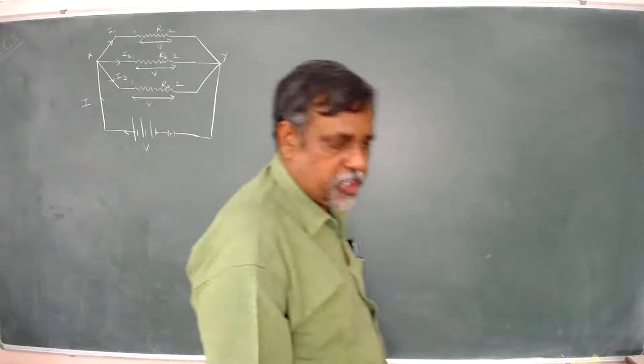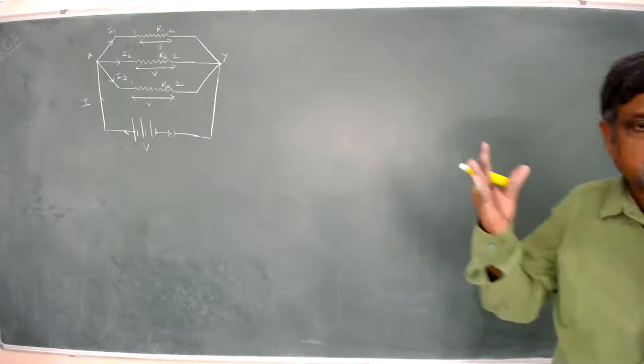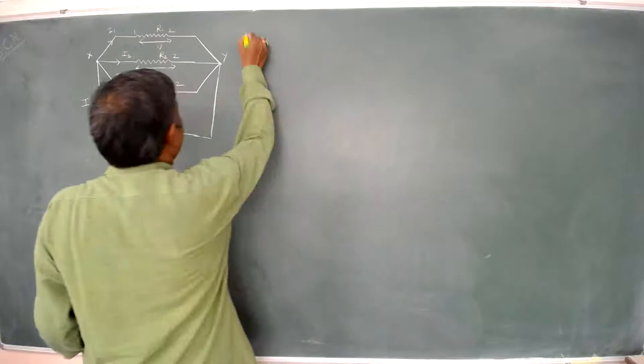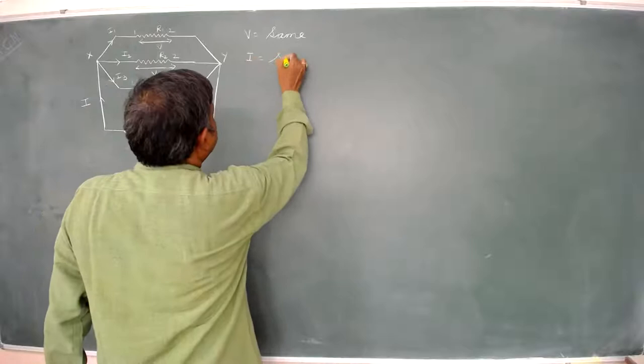Even if a very small amount of current passes through that high resistance branch, we can ignore it while solving the problem. Now in this particular case, the potential remains the same, but the current splits.